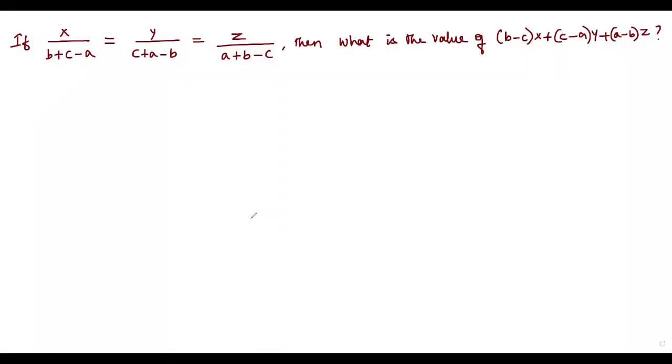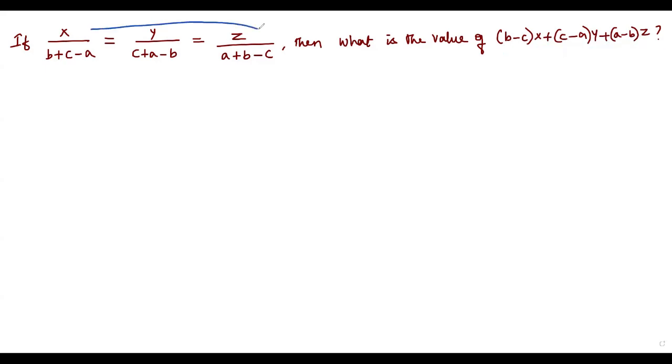Here we have a SAT math problem. Okay, let's go to the question. If x over (b + c − a) equals y over (c + a − b) equals z over (a + b − c), then what is the value of (b − c)x + (c − a)y + (a − b)z? That is, we have to find the value of this expression.